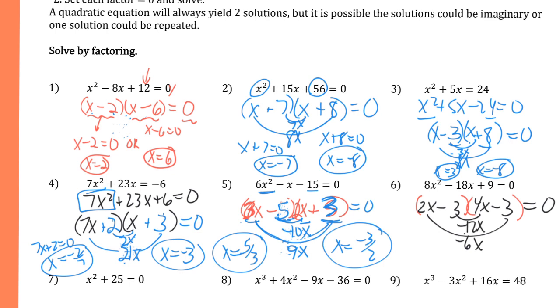Set each factor with an x in it equal to 0. You get x is equal to 3/2. And over here, it would be x is equal to 3/4. And so those are both our answers.